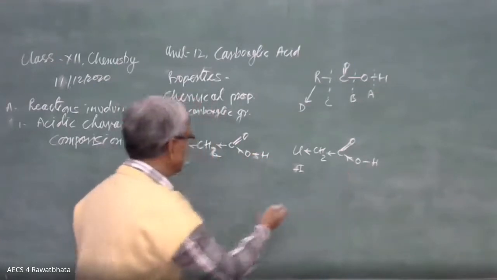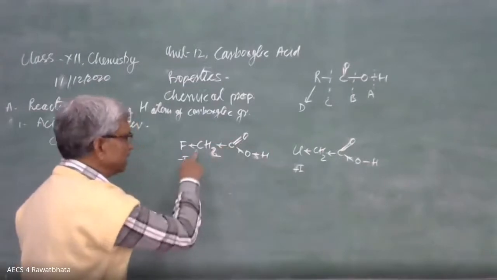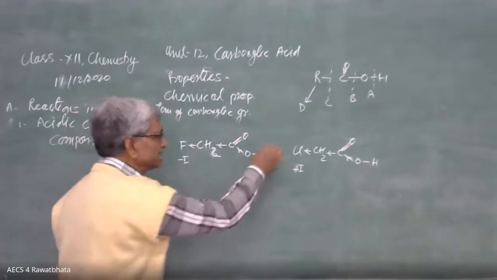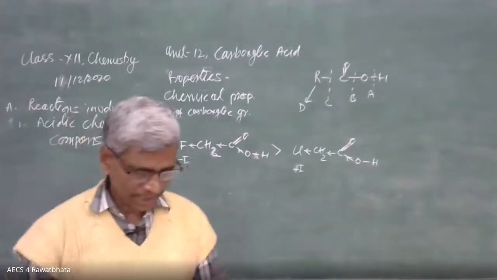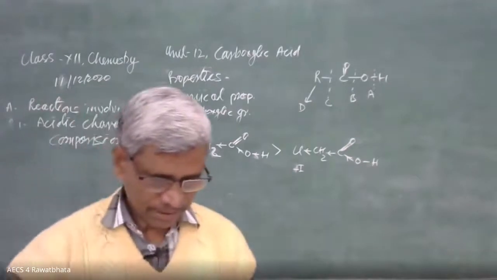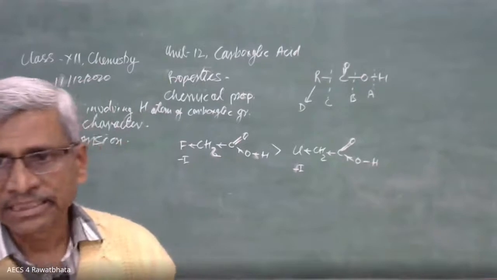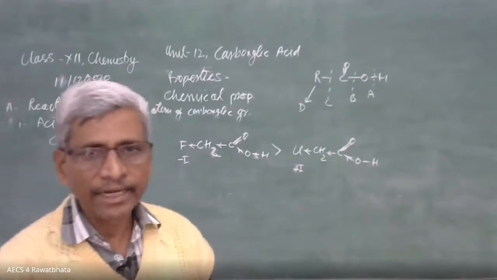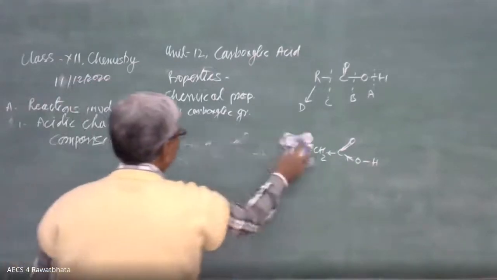So in this case, fluorine is more electronegative than chlorine. That's why the minus I effect in fluorine is more than that, and it is more acidic than chloroacetic acid. And on the basis of the value also we can compare these two. Whichever has the larger value will be more acidic. This is another comparison.